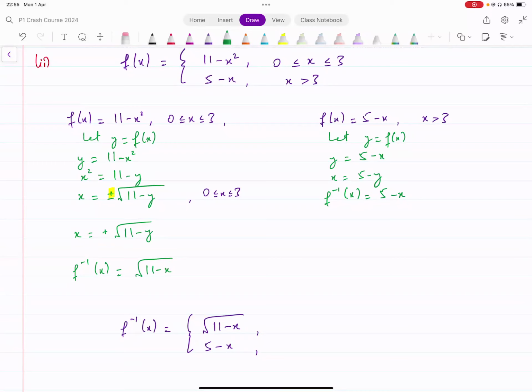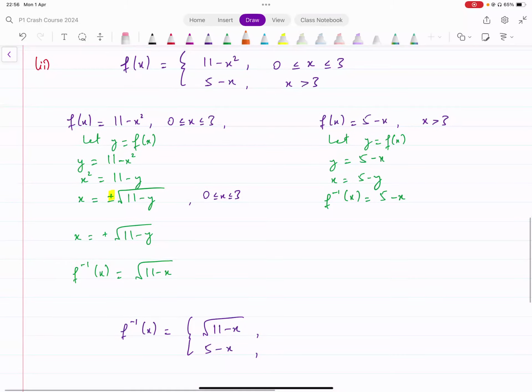In order to find the domain of the inverse function, it's the same as the range of the original function, right? Remember the connection between domain and range of inverse functions? The domain of the original function is the range of the inverse function, and the range of the original function is the domain of the inverse function. Since you're looking for the domain of the inverse function, we can figure out the range of the original function.